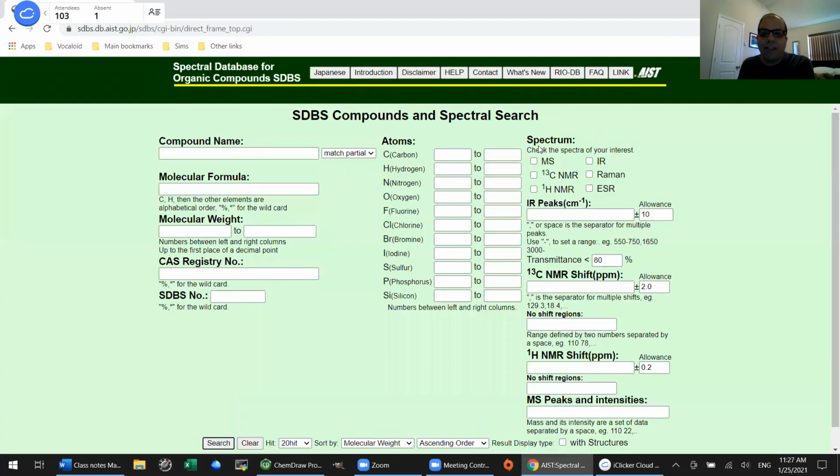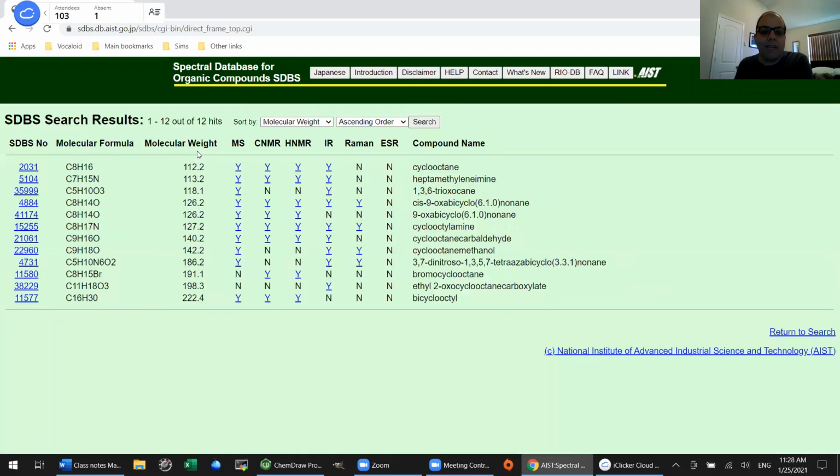Let's see if they have cyclooctane. I'd bet you anything we'd get far fewer peaks. Also, I'd have a great deal of trouble identifying any of them. But let's see if they have the mass spectrum of cyclooctane. MS, they do.